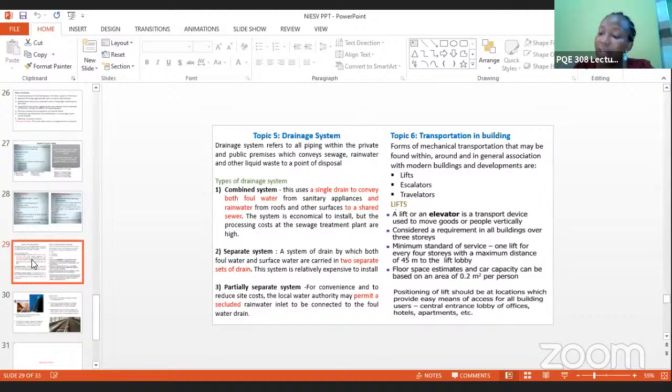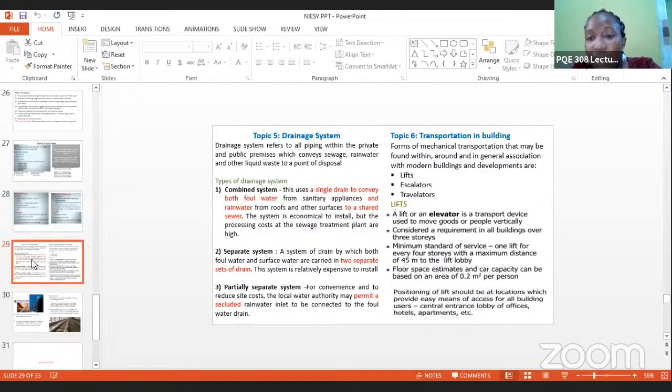Like I said, this is something we all know. So the drainage system refers to all piping within the private and public premises, which conveys sewage, rainwater, and other liquid waste to a point of disposal. Drainage system. We are talking about water that we did not use.